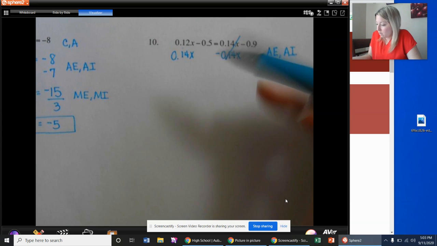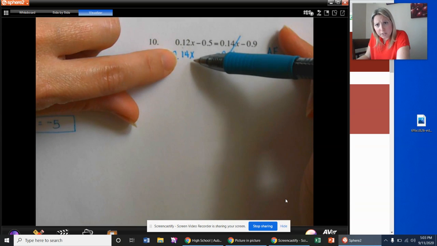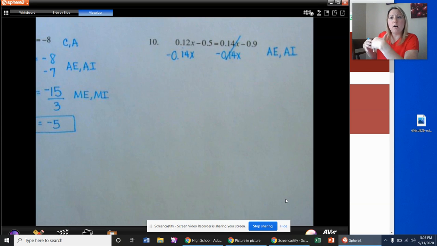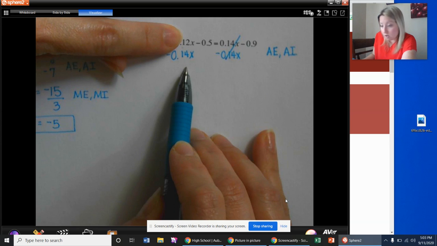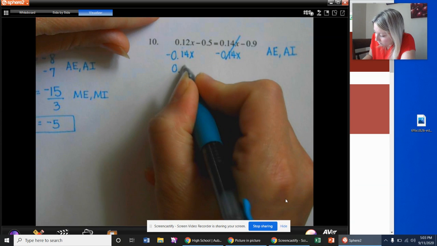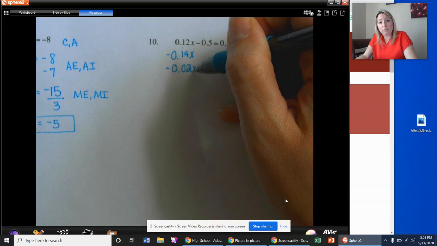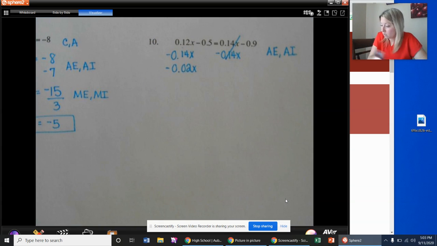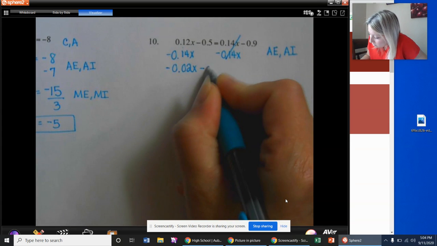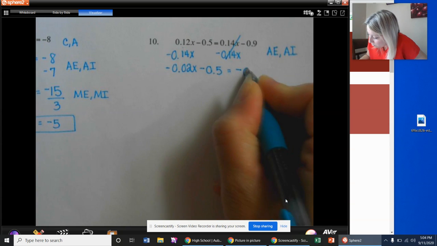So let's see. I'm subtracting. So what's 12 minus 14, guys? That would be negative 2, right? But where is that 2 going to be? It's going to be here. So it's going to be 0.02. And there's x because x was attached, right? And it's negative because the 14 was bigger than the 12. So that's what's left. Bring down the minus 0.5, the equal sign, and the negative 0.9.